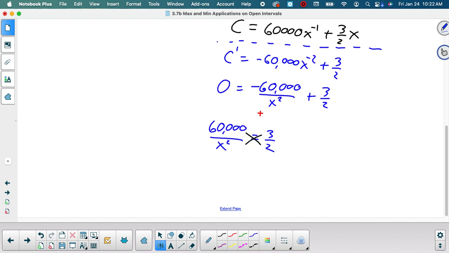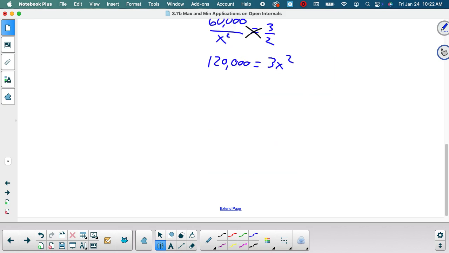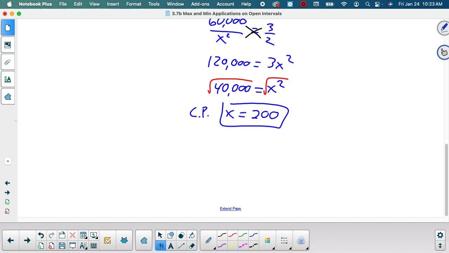Then now I'm just simply cross multiplying. So if I do that, I'd have 2 times 60,000, 120,000. 3 times x squared, 3x squared. And as I solve this, it's simply divided by 3. So I'm going to get 120,000 divided by 3, which would be 40,000. And then my last step, take the square root. And again, x can't be a negative number, so I just have the positive square root. But this comes out to actually be a nice number. The square root of 40,000 is going to be 200. So this is my critical point.